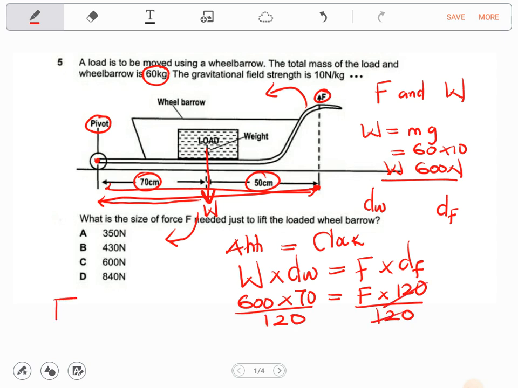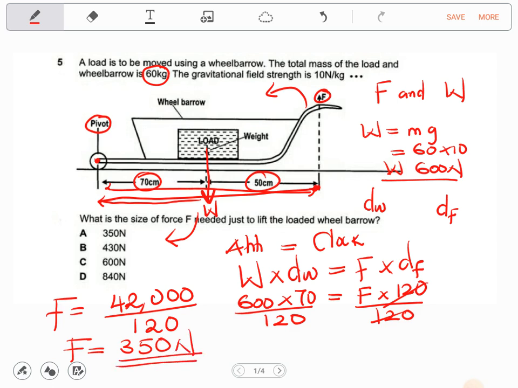So our F is 42,000 over 120, which will just end up giving us the force as 350 newtons. We've seen how we can use the principles of moment to work out real life problems. So our answer is A.